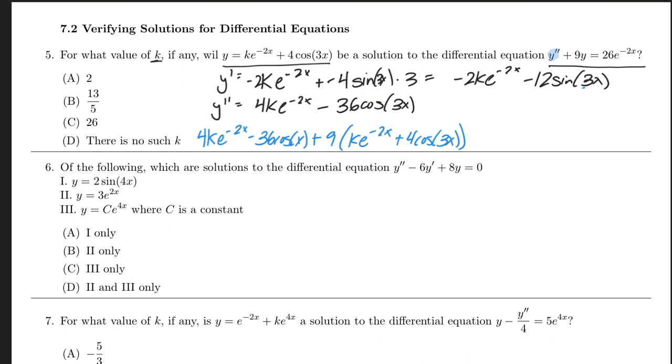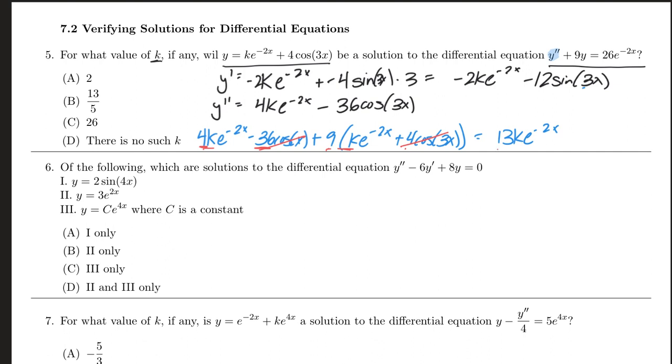First I want to simplify this left-hand side as much as possible. When I distribute, I'm going to run out of room. There's going to be 4k of these e to the negative 2x's and another 9k of them. Together that gives me 13k e to the negative 2x. I'm going to have negative 36 of these cosines. 9 times 4 is positive 36, so these are actually going to cancel out, and that just gives me this expression.